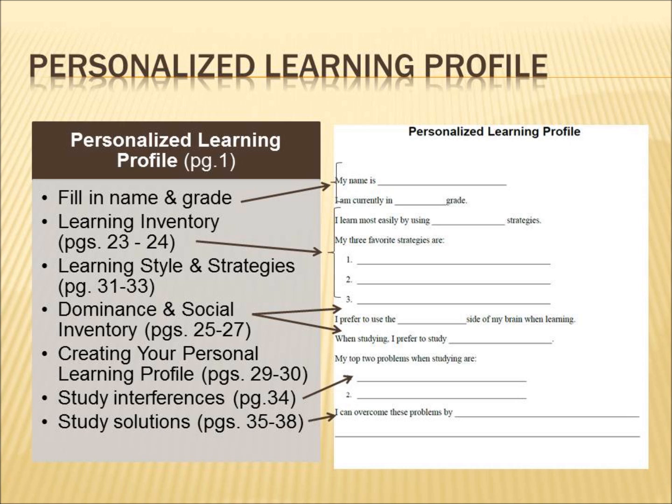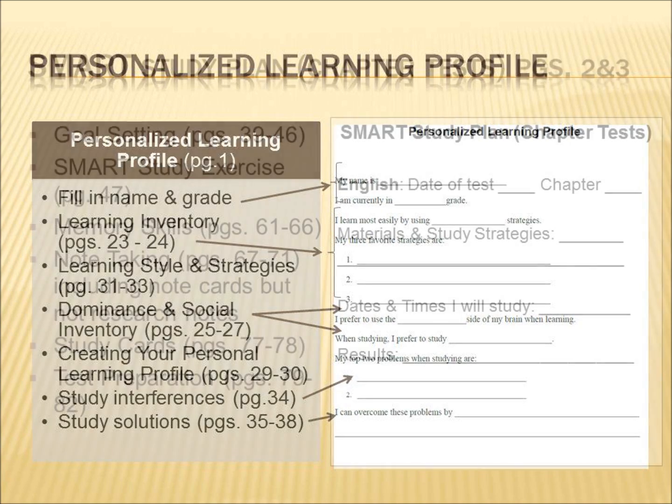Then they turn to page 34 and pick the top 2 study interferences from the list. These need to be interferences they recognize. Have them write the number as well as a word or 2 or a descriptive phrase down. Then they need to turn to the next page, pages 35 through 38, and find the correlating solutions for the problems that they just identified.